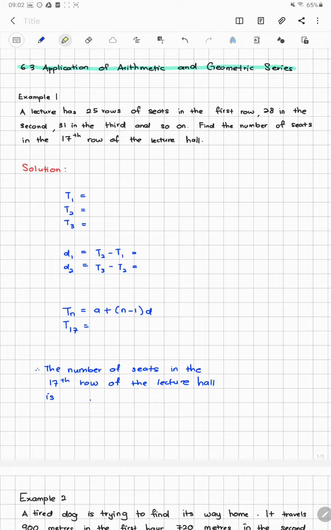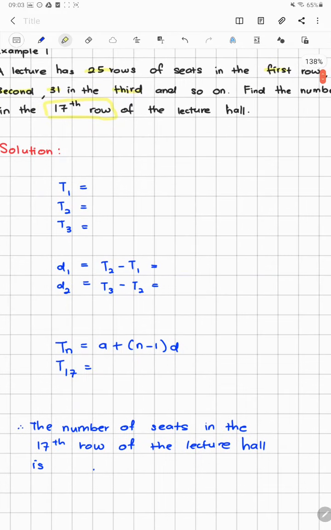Let's first highlight 25 for the first row, 28 for the second, 31 for the third. They want us to find the 70th row. So, the solution: our T1 would be 25, because the first row has 25 seats. So T1 is 25, T2 is 28 and T3 is 31.